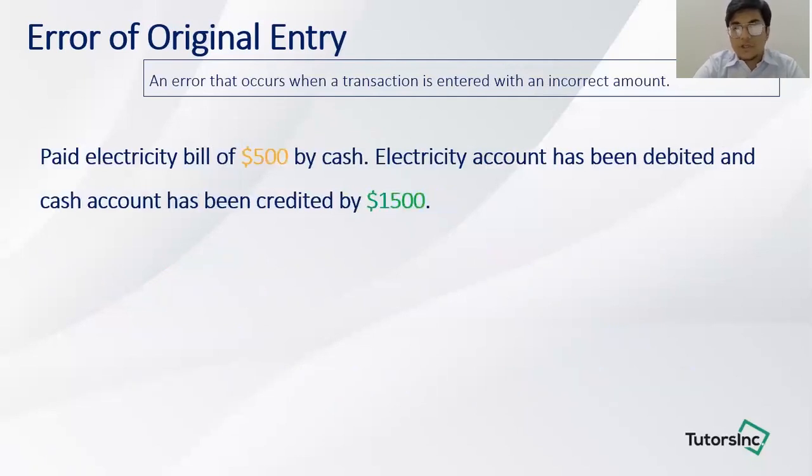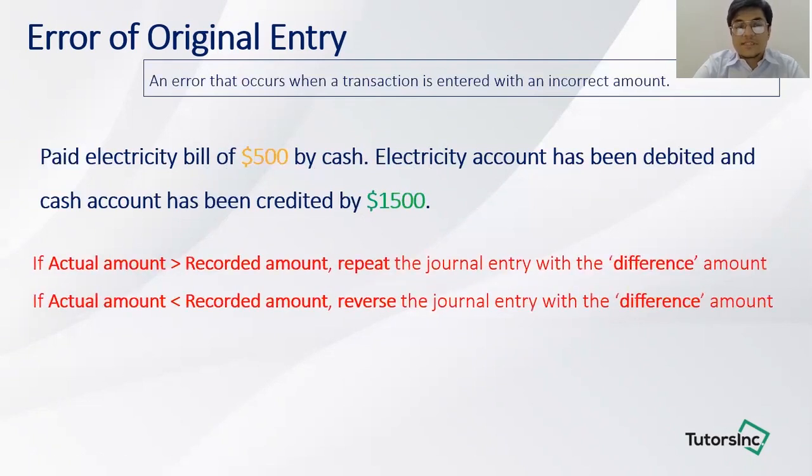However, there's another part to this. Let's say we have paid an electricity bill of $500 by cash. Electricity account has been debited and cash account has been credited by $1,500. So the original amount in this case is $500, but we have recorded $1,500 in both accounts. So this goes with the second scenario, which says if the actual amount is lower than the recorded amount, reverse the journal entry with the difference amount.